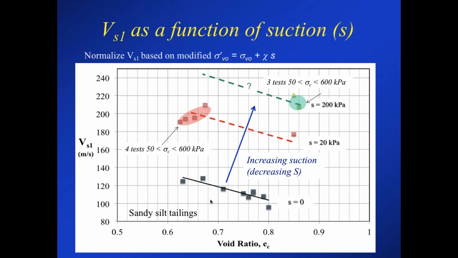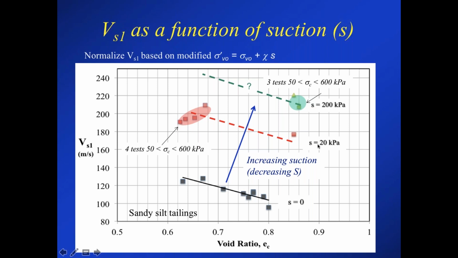So Antonio did a series of additional tests where he made samples that were unsaturated at known suctions and then measured the shear wave velocity. Here's this plot of normalized shear wave velocity. I'm normalizing it based on effective stress, so if it's unsaturated, I'm accounting for the suction because we know what the suction is. So I'm making a small adjustment for that known suction. And here's the line that we got for the saturated samples where suction was 0.